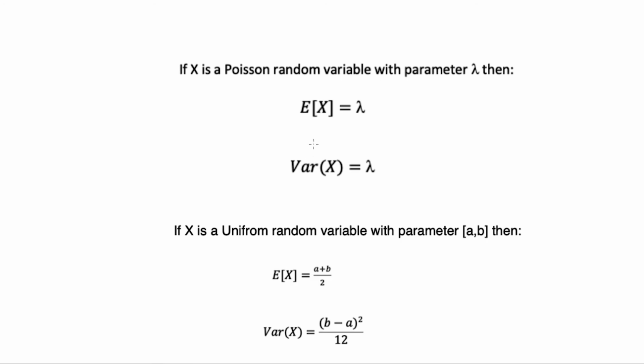The expectation and the variance of a Poisson random variable are the same, which is lambda, and sometimes this lambda, the parameter of the Poisson random variable, is also called the mean of the Poisson random variable, and it is its expectation and its variance also. And the expectation and the variance of a uniform random variable are given by: the expectation of X is (a plus b) over 2, where b is the biggest element in the interval and a is the smallest one, and its variance is (b minus a) squared over 12.